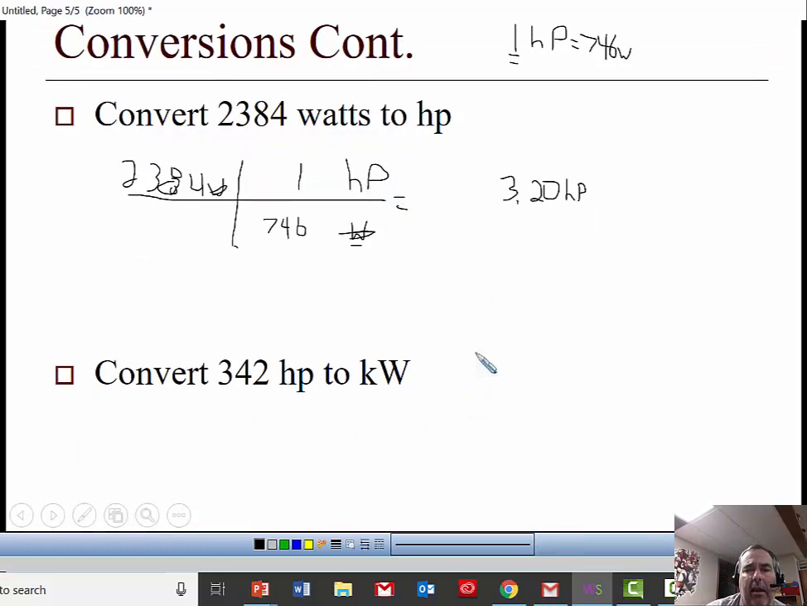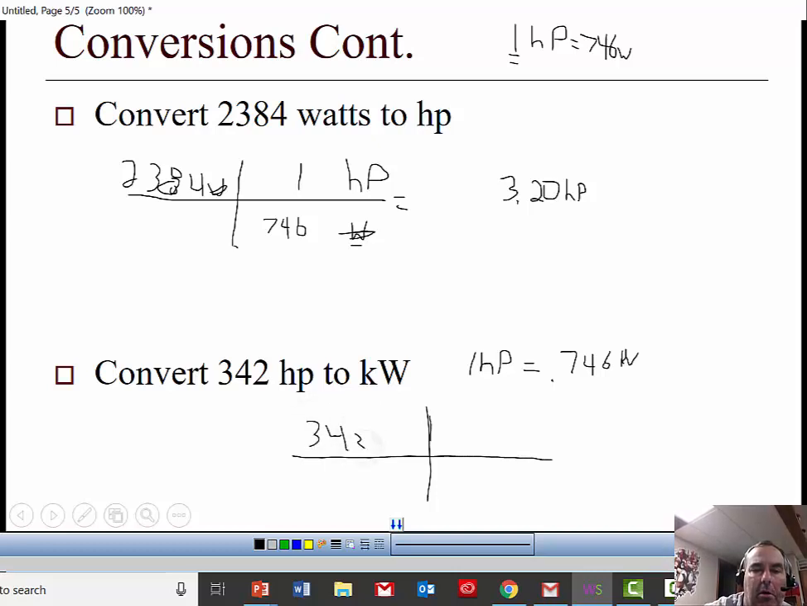Let's look at this one here. We're dealing with horsepower and kilowatts. The conversion from the last slide was 0.746 kilowatts. So I'm going to draw my railroad track up here, and we're going to start off with the 342 horsepower. To cancel things out, we know that the horsepower is going to go there and the kilowatts is going to go there, again top and bottom to cancel out.